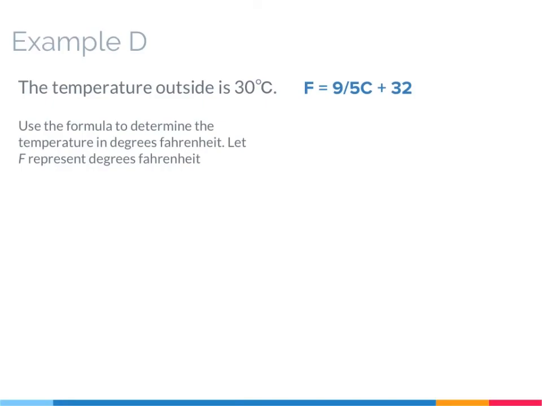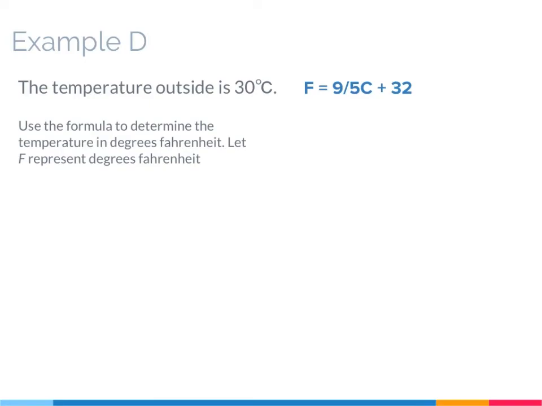Here we are at example D, and it says the temperature outside is 30 degrees Celsius. Use the formula to determine the temperature in degrees Fahrenheit. Let F represent the degrees Fahrenheit. So we're going to be taking our degrees Celsius there and turning it into Fahrenheit. Luckily, they have a formula for that to happen. It says Fahrenheit is equal to 9/5 times Celsius plus 32.